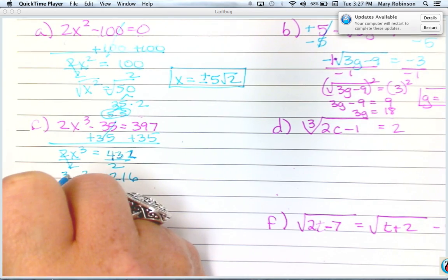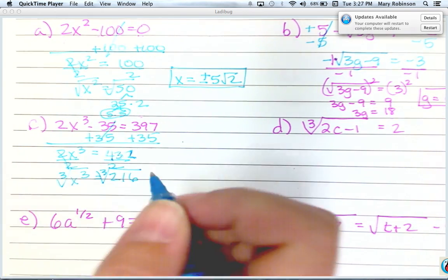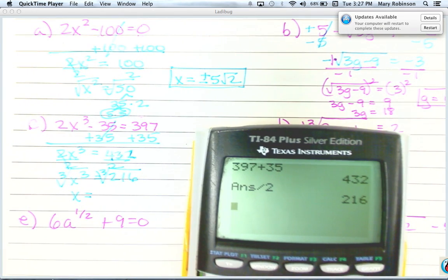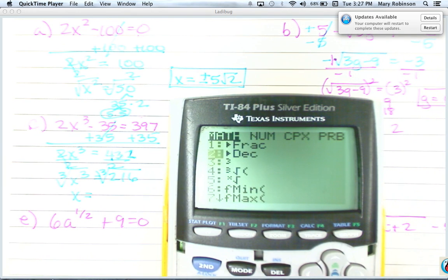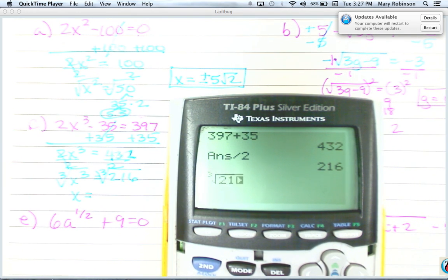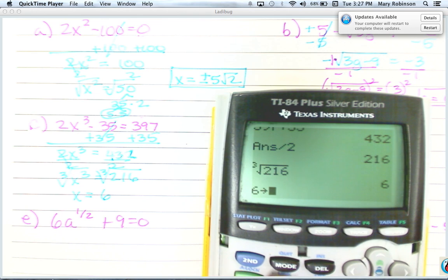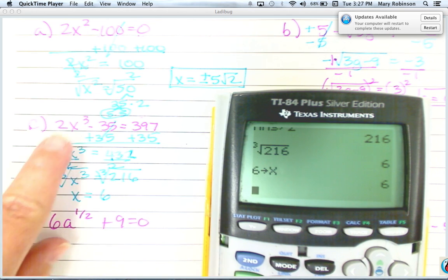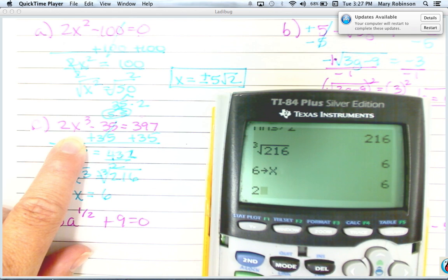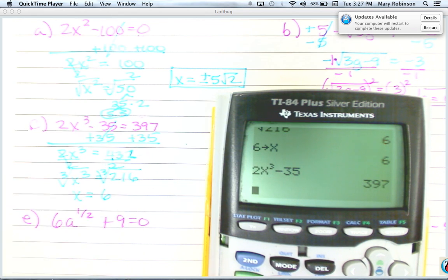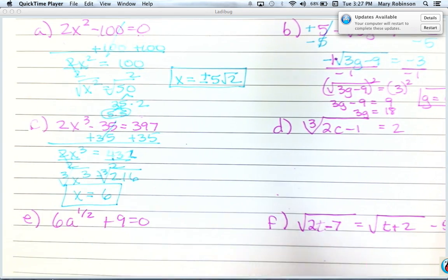And then to undo cube root, or x cubed, we take the cube root. We get the cube root of 216. Now if we type in cube root of 216, math 4, 216, we actually find that it is a perfect cube, 6. So let's take our value of 6 and store it as x. Then type in our equation. And if our answer is correct, it will equal 397. And it does. So x equals 6.